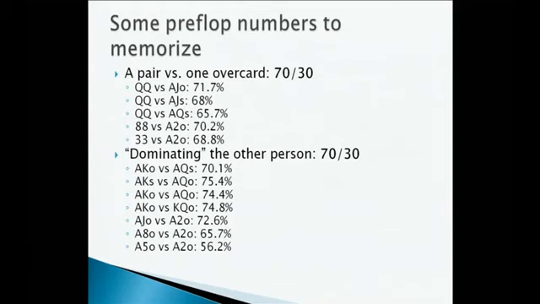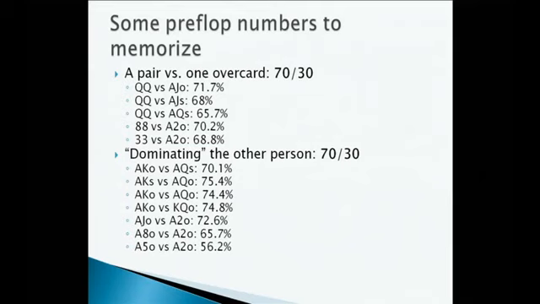Okay, the next few categories. A pair against one overcard. You're still a favorite, but less big of a favorite. Instead of an 80-20, you're a 70-30. So pocket queens against ace-jack off is 71.7%. Queens against ace-jack suited is a bit worse. Queens against ace-queen suited is actually much worse than queens against ace-jack suited.